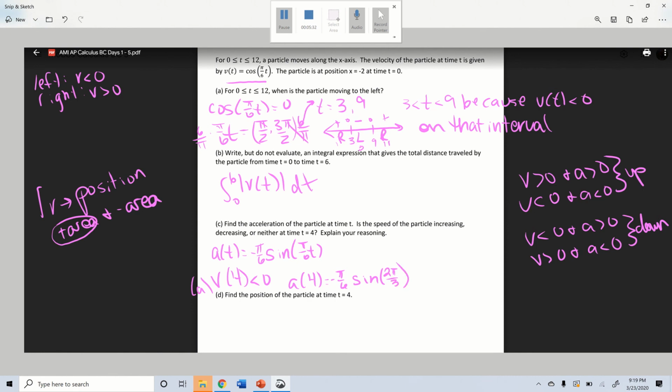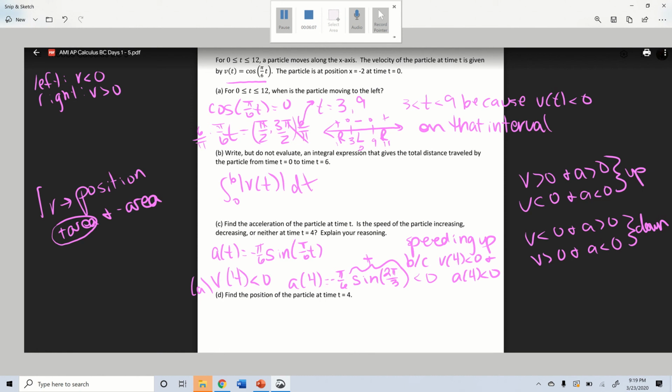So what I'm really concerned with is if this thing comes out to be positive or negative. I don't actually need to know the number. 2 pi over 3 is in the second quadrant. In the second quadrant, sine is positive. So since sine is positive and pi over 6 is negative, that means this is less than 0. So that means the particle is speeding up because v of 4 is less than 0 and a of 4 is less than 0.